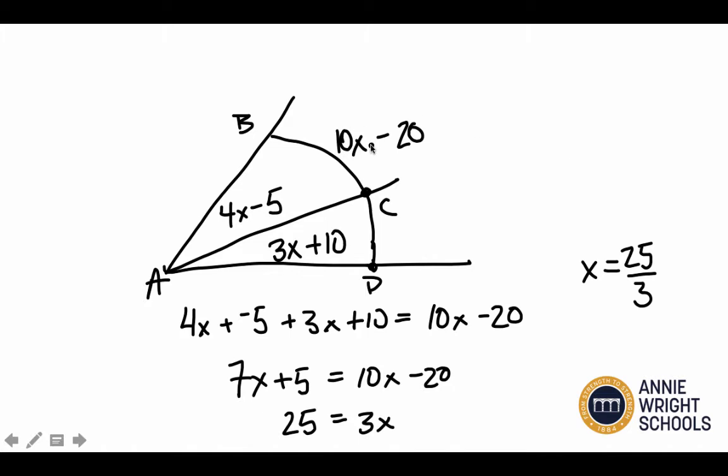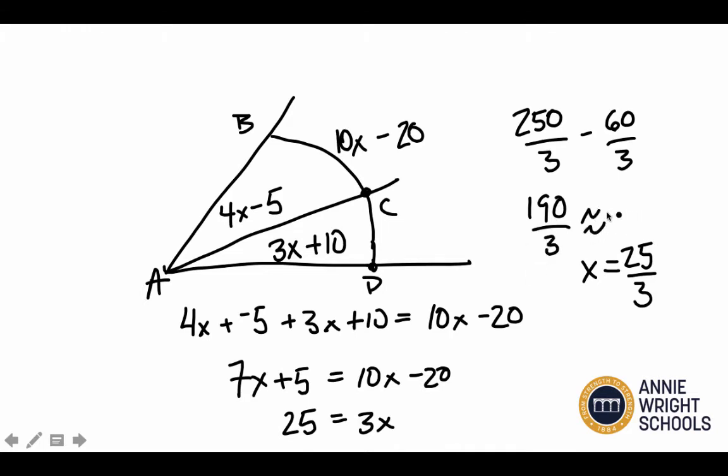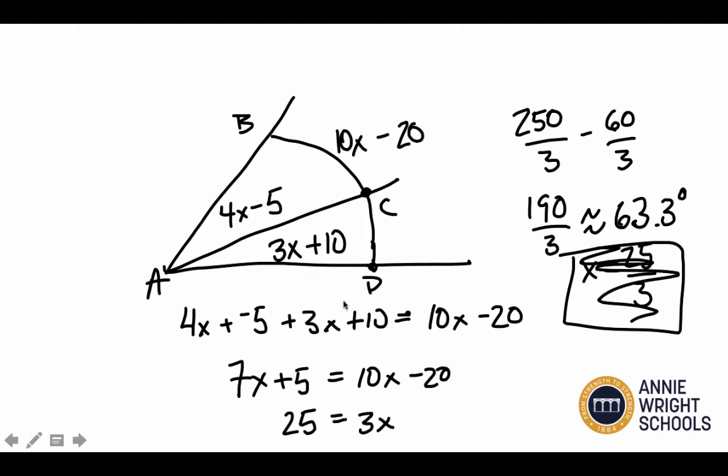So you put 25/3 in here, you get 250 over 3, you subtract 20, which is 60 over 3, and you get 190 over 3, which is about 63.3 repeating, right? So this whole angle is 63.3 repeating degrees. Or they might ask you for what angle CAD is, or they might ask you what angle BAC is. But the point is x is not always the answer, it's part of the answer.